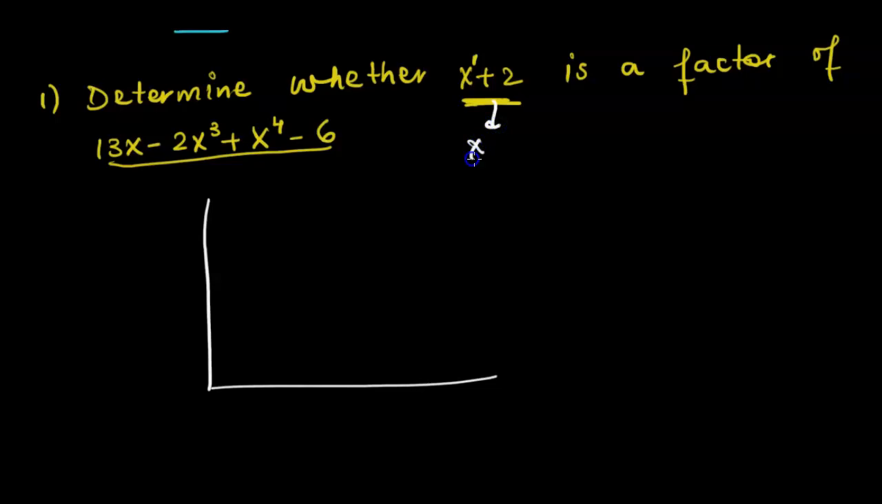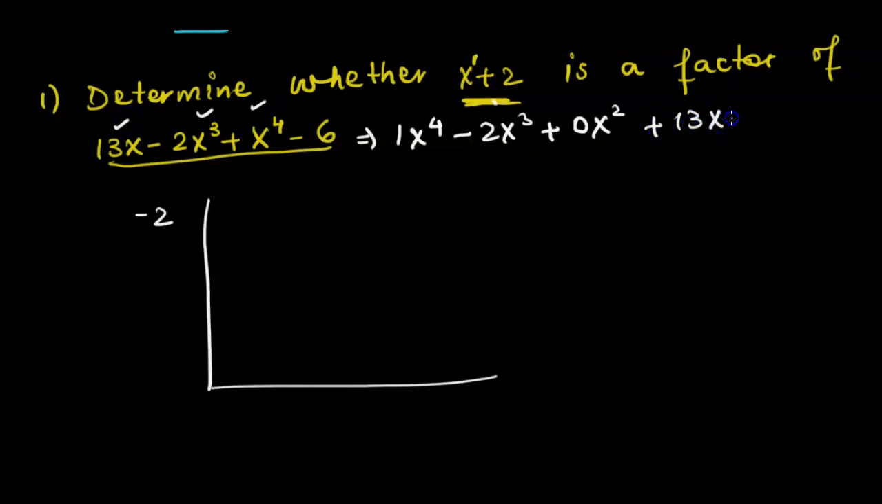So the x value that we get here is -2. We put -2 here. We make sure this is arranged in descending order and all the terms are there. So we can write this as x to the power of 4. No coefficient means coefficient 1. This is done. Next is -2x to the power of 3. Next we see x to the power of 2 is missing, so we put 0x to the power of 2. Next we have a plus 13x. And the last we have is -6. Now we would be taking all of these coefficients to fill here the top numbers. 1, -2, 0, 13, -6.